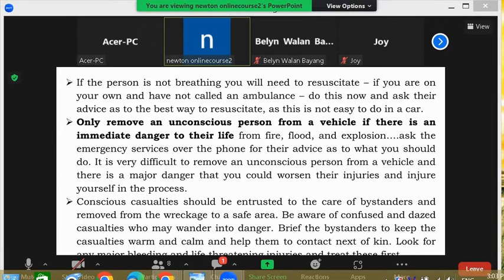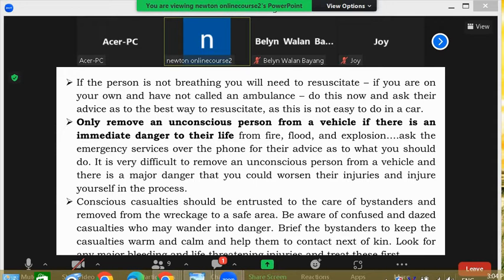Next, only remove an unconscious patient from a vehicle if there is an immediate danger to their life. First you have to remove the unconscious person, because a conscious patient can respond to you. If you tell the patient to come out of the car, they will come out, but an unconscious patient cannot do so. First you have to take the unconscious patient out of the car, so we can avoid fire, because if there is any spillage of fuel there will be a chance of fire.